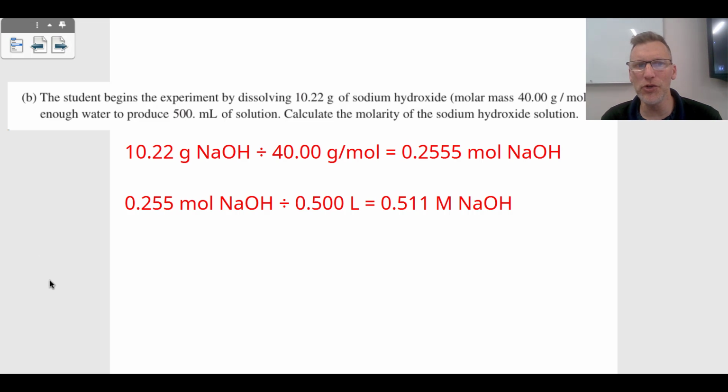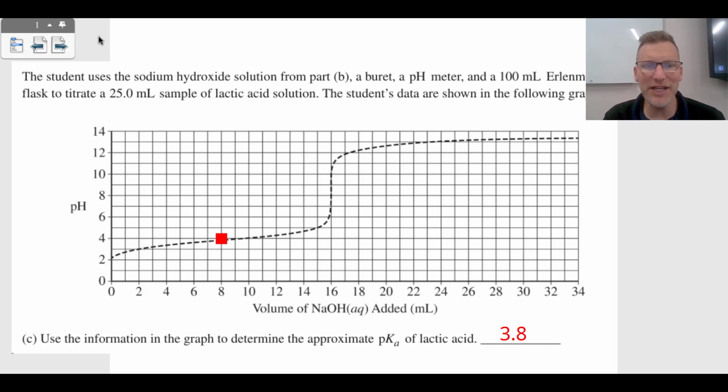Part B says the student begins the experiment by dissolving 10.22 grams of sodium hydroxide. What do we always do with grams? We divide by the molar mass. They gave us the molar mass. That gives us the moles of sodium hydroxide. Then we take those moles and divide by the number of liters, 0.500 liters, and we get 0.511 molar of sodium hydroxide.